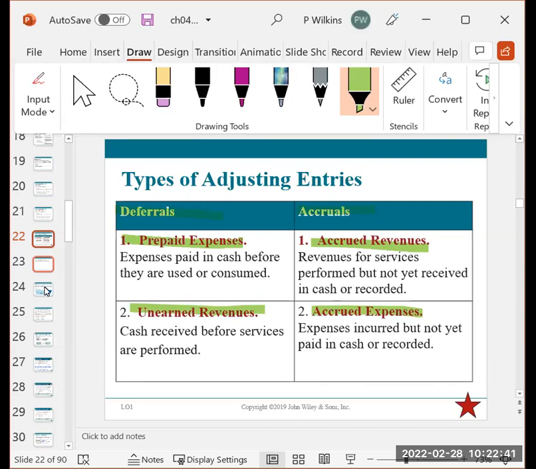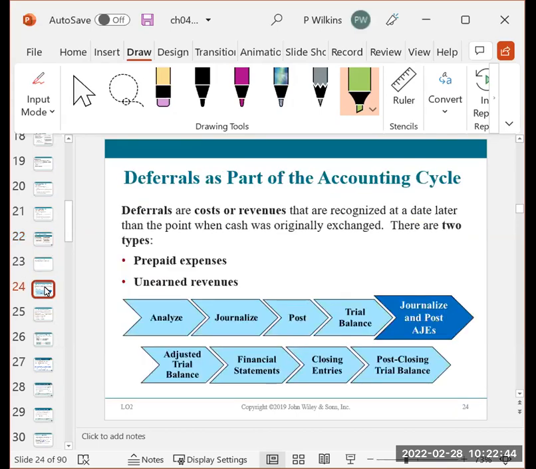All right. So we are going to look at deferrals. Now this is just showing us on the screen what we've done so far. We've learned the analysis and journalizing. We analyzed the transaction and journalized it. We posted it. We then did the trial balance part. And now we are doing the journalize and post AJEs, or adjusting entries.